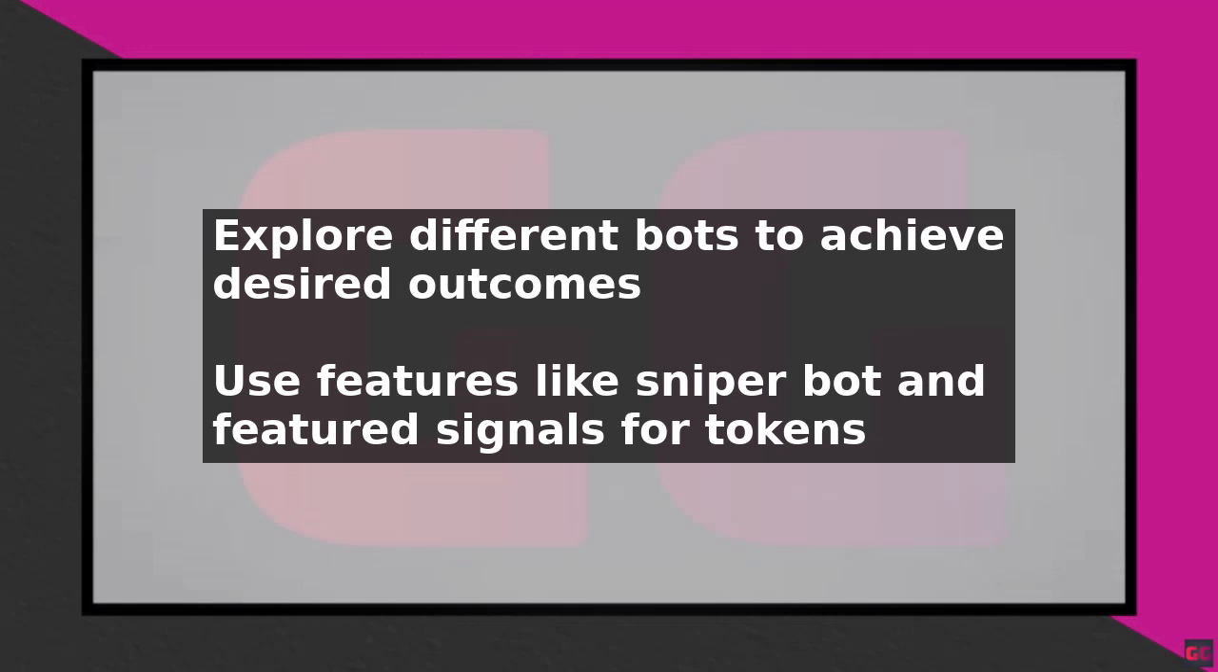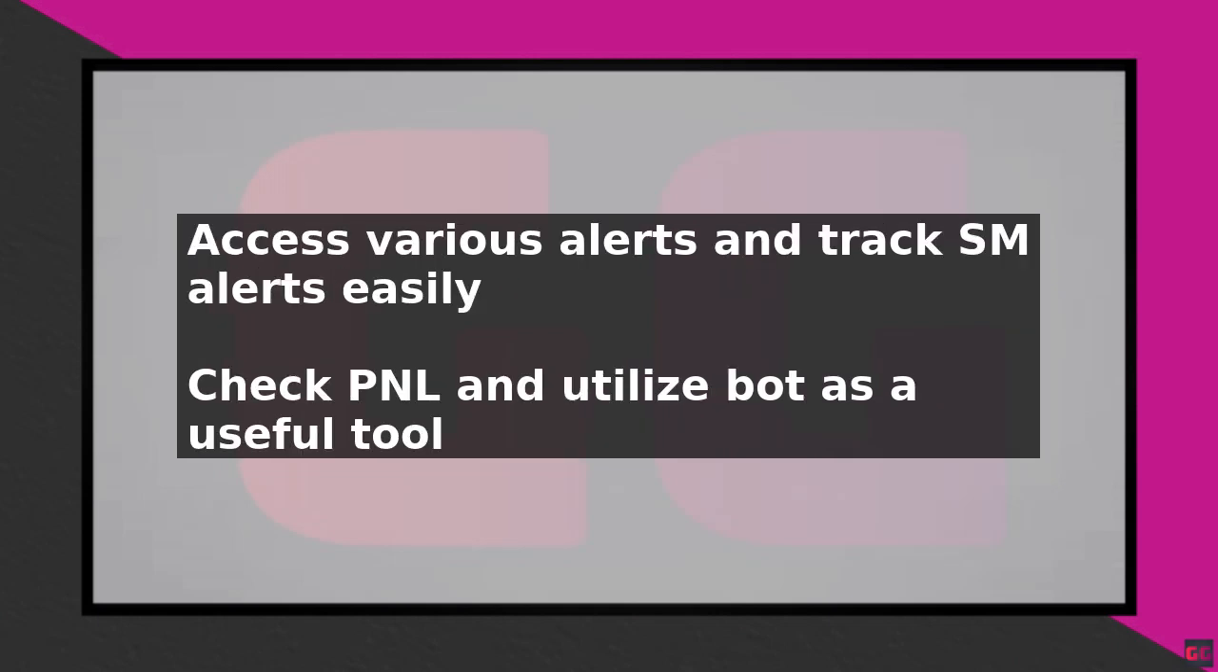The bot features various options, including a sniper bot, backup bot, and featured signals for Solana and other tokens. You can also access pump alerts, trends, LP burns, new LP, track SM alerts, and check your PNL. By clicking around and exploring the different bots, you can achieve your desired outcomes with the Gmgn Telegram bot.